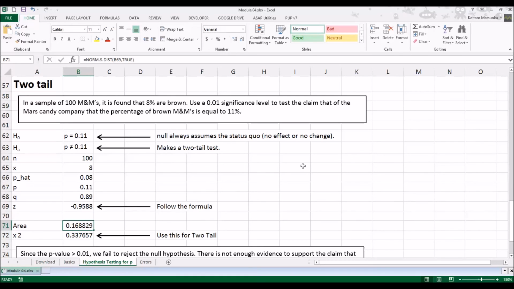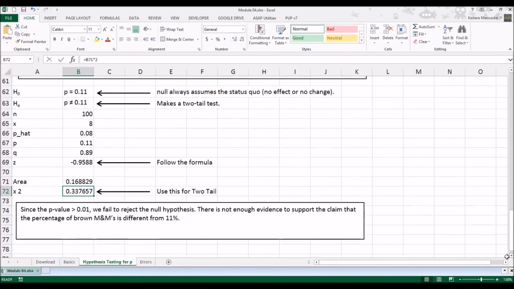Plug it into the NORM.S.DIST function. And for the two-tail, what we need to do is we double the area. This is the area for one tail, so this is a two-tail test, so we double the area or the p-value. So in this case, it's 0.337657. So compare that to the alpha of 0.01, you see that the p-value is greater than 0.01. So again, we failed to reject the null hypothesis.